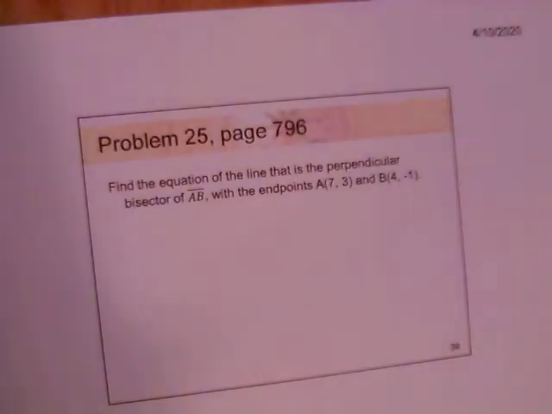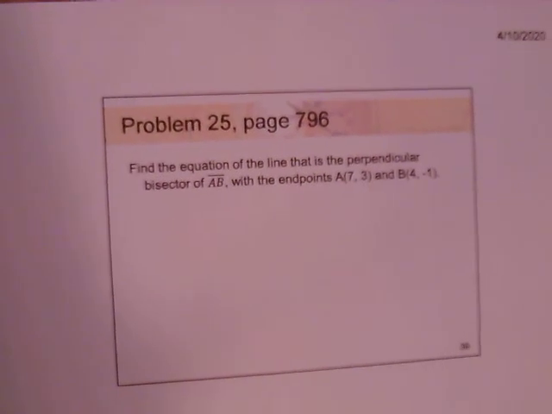Okay, now this example is similar to the one that I went over, but let's go ahead and talk about this one. Find the equation of the line that is the perpendicular bisector of AB with the endpoints A being the ordered pair of 7, 3, and B being the ordered pair of 4, -1. And this is problem 25 on page 796.